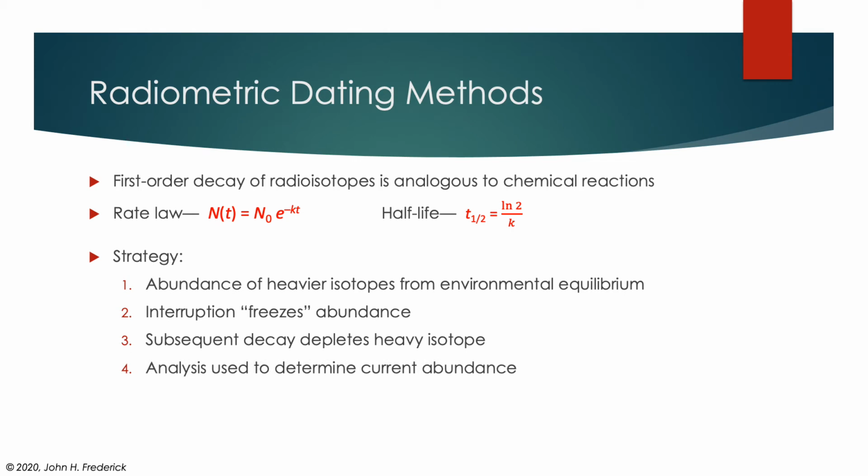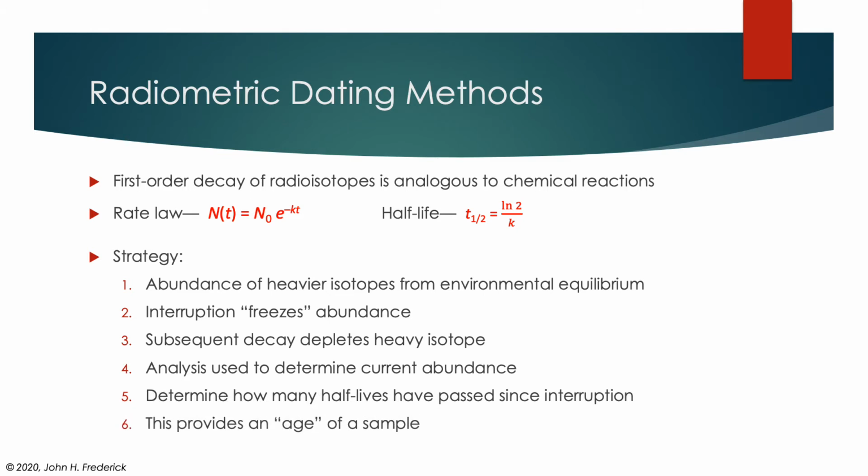We then analyze that sample to find out what its current abundance is, so we can compare it to see how many half-lives have passed since the interruption occurred. And then this gives us, in a sense, the age of a sample.